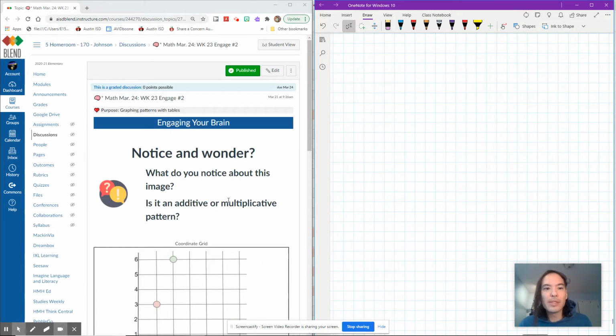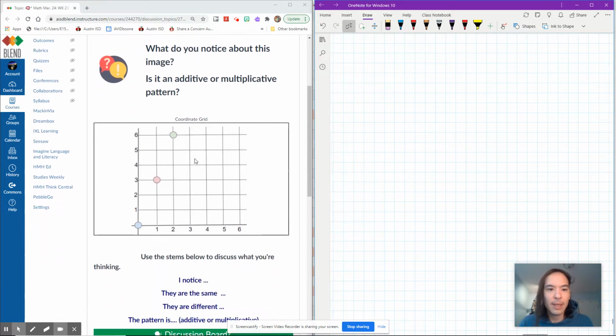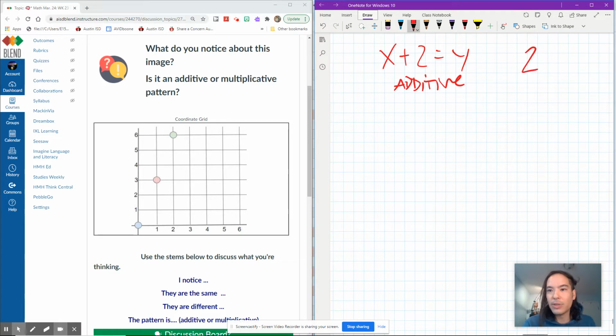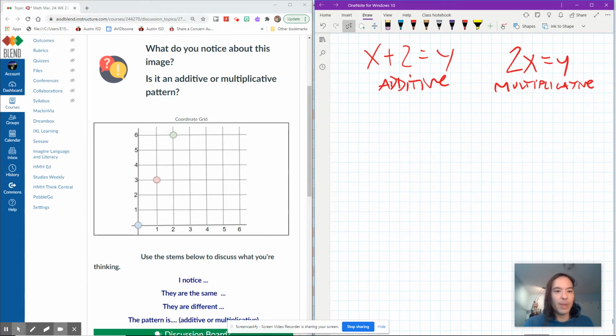So today's assignment, the first one you have is an engage. It's basically doing exactly what we did yesterday. So you're taking a graph, you're making a table from the graph, right? So remember, whenever we're trying to find a rule, a rule is like x plus 2 equals y. That's like an additive rule. A multiplicative rule might be like 2 times x equals y. So basically, we're looking for an additive or multiplicative rule when it comes to this table or this graph.